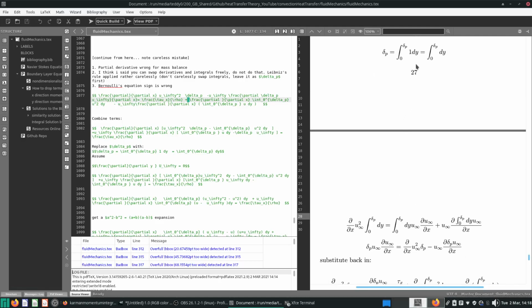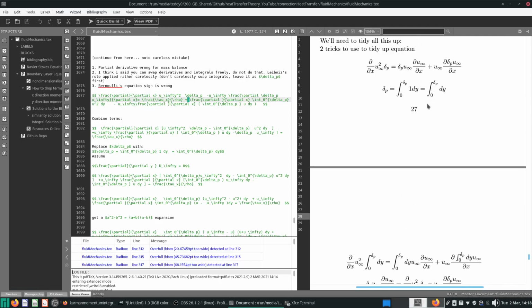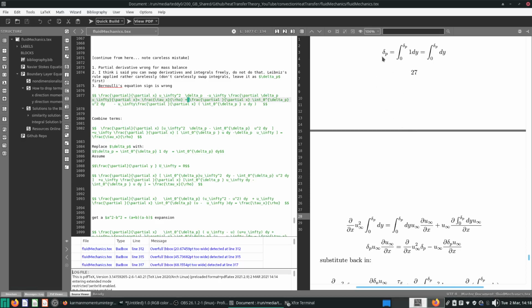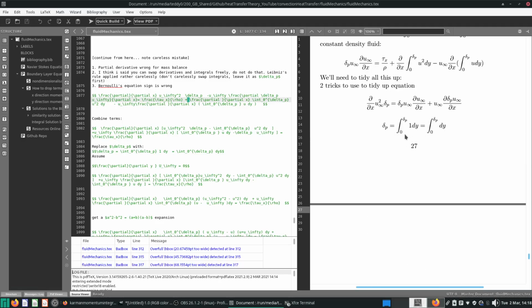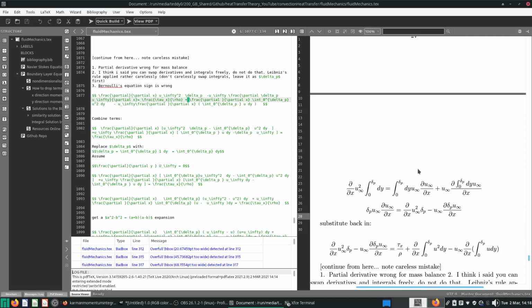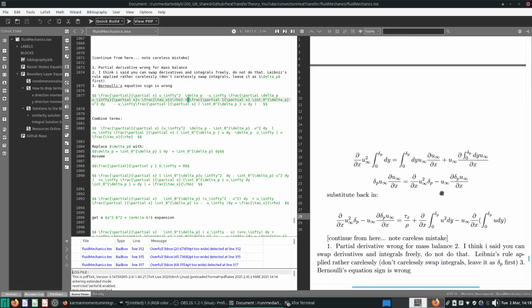Though of course I just wanted to be extra careful because I was deriving a lot and looking for careless mistakes. So I decided to leave the delta p in a little bit earlier. So this delta p is still equal to the integral of 1 dy from 0 to delta p. I just made that substitution a little bit later because I was trying to weed out some careless mistakes. But more or less the derivation should be the same.